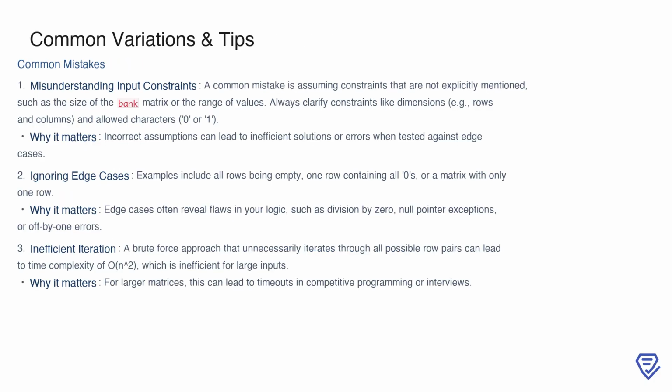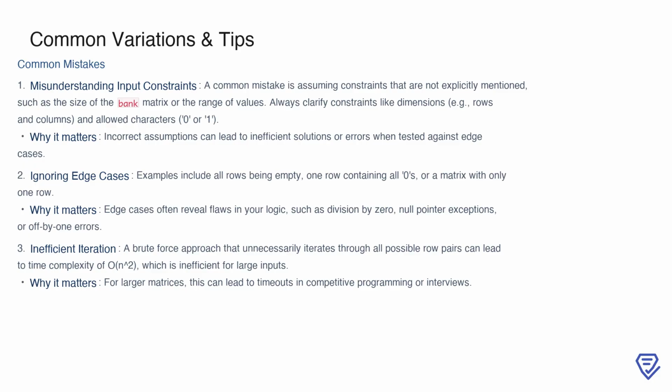When tackling this problem, there are a few common mistakes to watch out for. First, misunderstanding the input constraints is a frequent issue. For example, you might assume the matrix will always be a certain size or that it will only contain certain values, but these assumptions can lead to errors. Always make sure to clarify the constraints, such as the dimensions of the matrix and the allowed characters. This is crucial because incorrect assumptions can result in inefficient solutions or failures when dealing with edge cases.